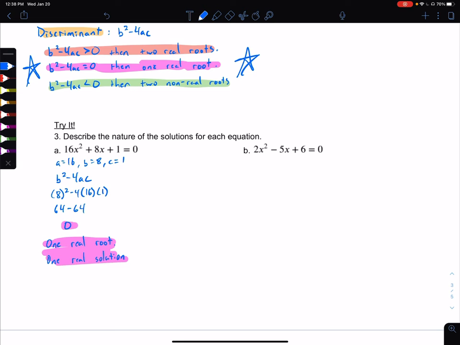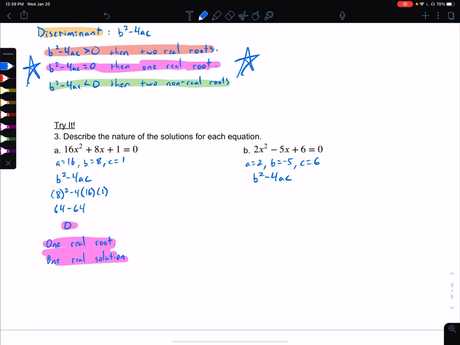That's it. Again, they're not looking for what the solutions are. They just want to know the nature of the solutions, whether they're real numbers, how many there are, and whether they are real or non-real. In part B, we have a would be 2, b is -5, and c is 6.